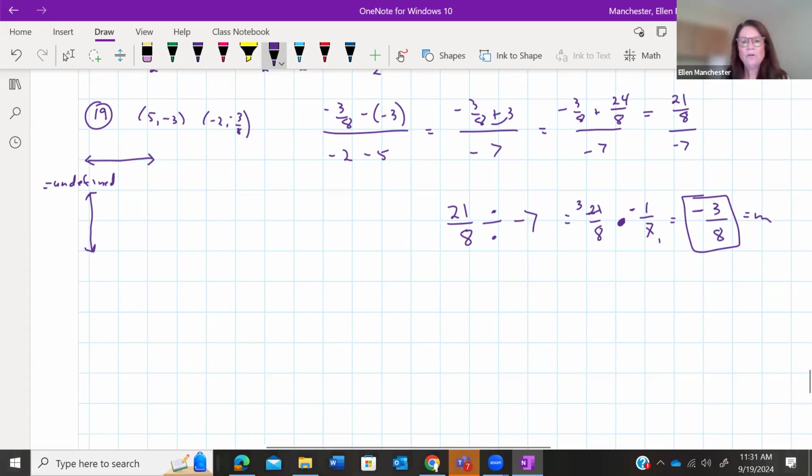All right, any questions? So key points. You have your slope formula, know how to use that. You have your intercept, cover up method to graph. You have your slope intercept to graph.